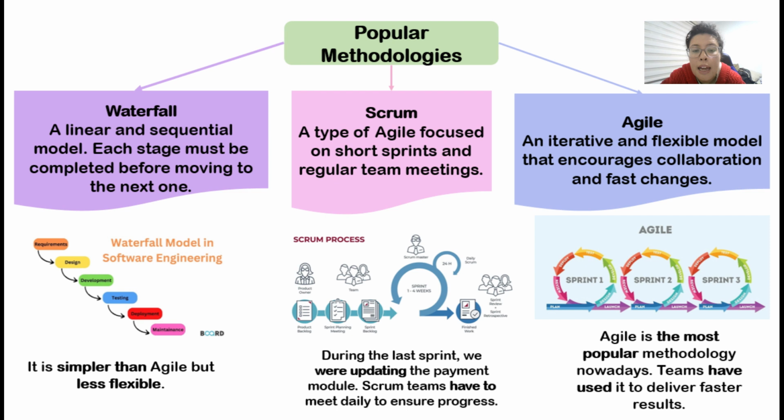Scrum is a type of Agile focused on short sprints and regular team meetings. During the last sprint, we were updating the payment module. Scrum teams have to meet daily to ensure progress. Agile is an iterative and flexible model that encourages collaboration and fast changes. Agile is the most popular methodology, and nowadays teams have used it to deliver faster results.